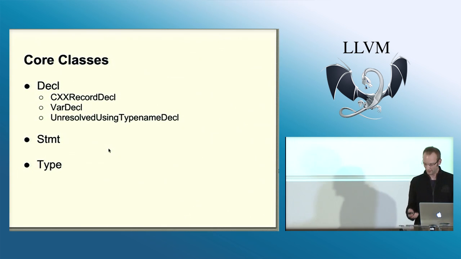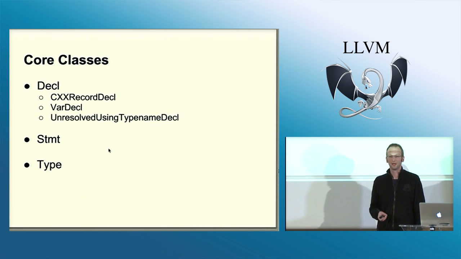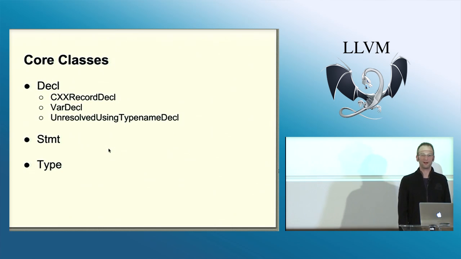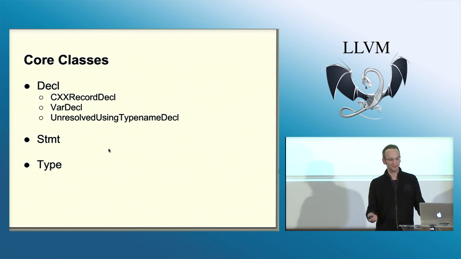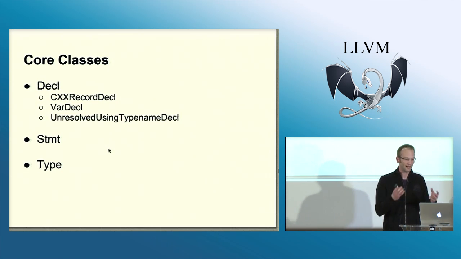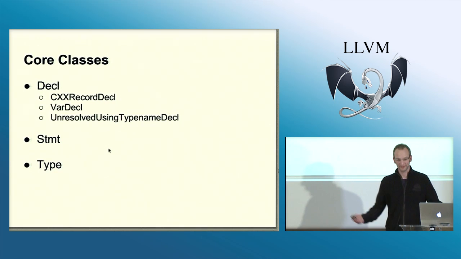Right? But there are also other declarations, like variable declarations, and that is one reason why the Clang AST is so big, because C++ is so complicated, right? You have stuff like an unresolved using typename declaration. Yeah, great.